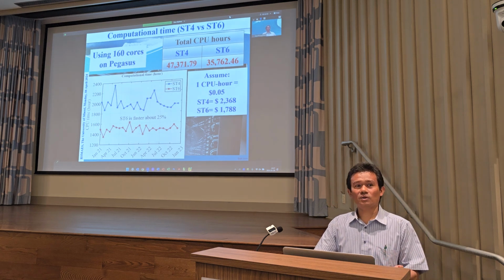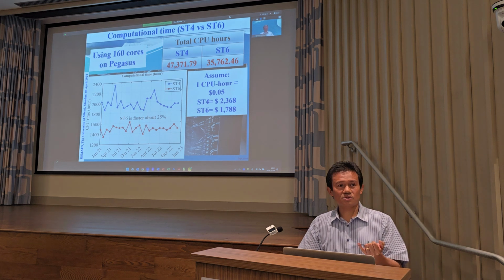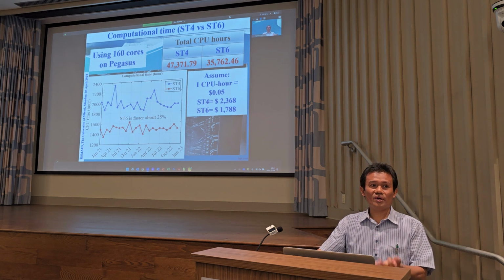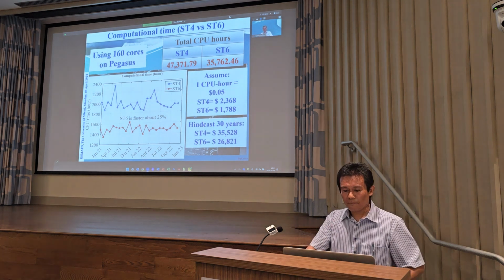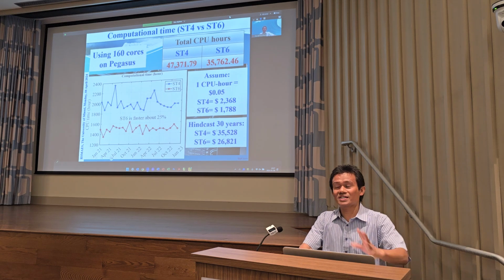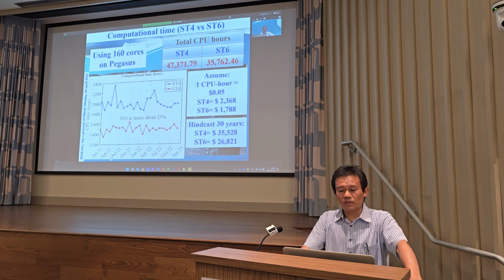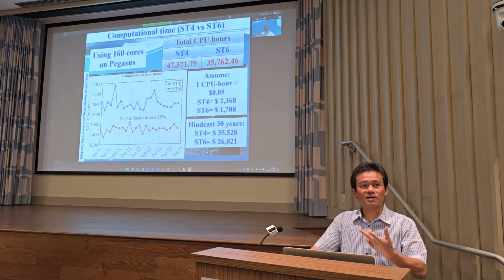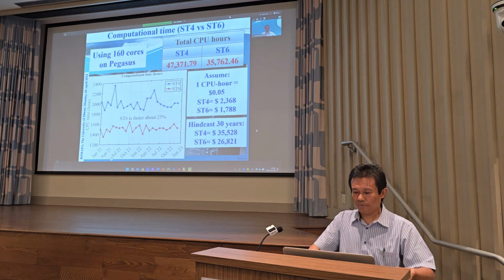But it's quite significant if one is interested in high costs. For example, if one wants to study wave climatologies or wave trends or wave energy, then it would be significant. For example, if you run the model for this setup for 30 years, we can see that ST4 will cost more than $35,000, while ST6 will cost only $26,000. So, almost a $10,000 difference, which for me is quite huge.